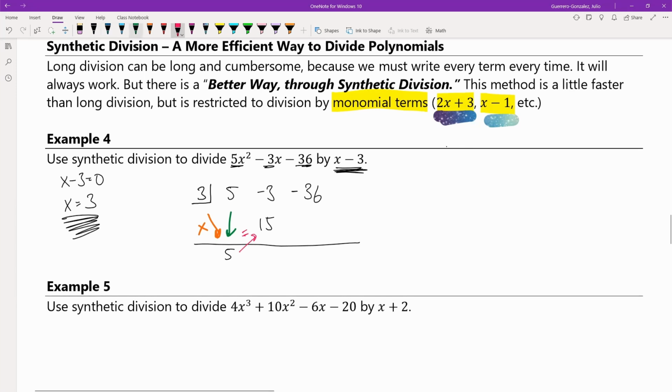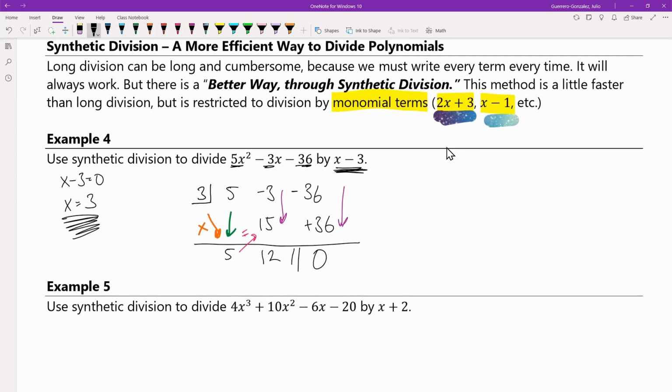And then I want to do this addition: minus 3 plus 15 is 12. And at this point, it is going to be rinse and repeat. I'm going to do this multiplication, 3 times 12, that is positive 36. And then I'm going to add these. If you take a look, you have a minus 36, positive 36, that is 0.